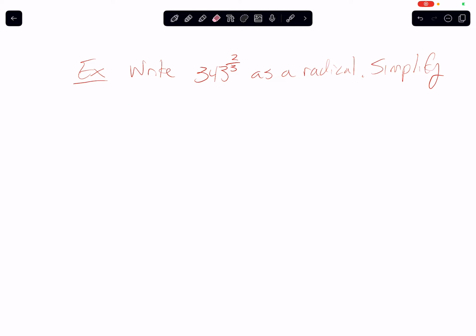We can say that 343 to the 2/3 power is equal to a radical. So the power of the whole thing is raised to the 2 power because that's the numerator of the rational exponent. And then the denominator is the root, which is 3, so that's the 3rd root of 343 raised to the 2nd power. Another way we could write that is the cube root of 343 squared.